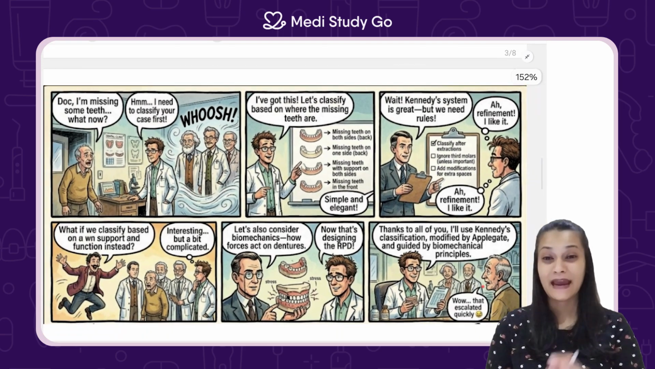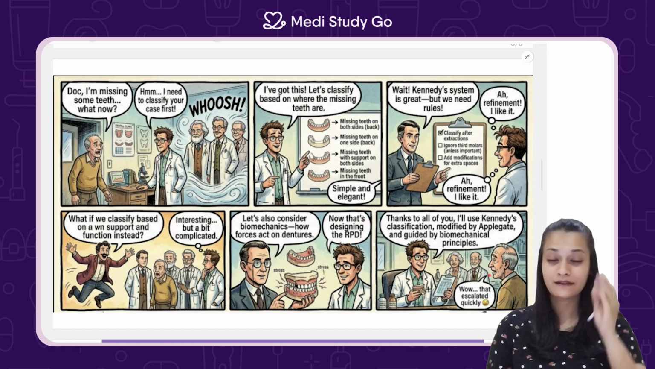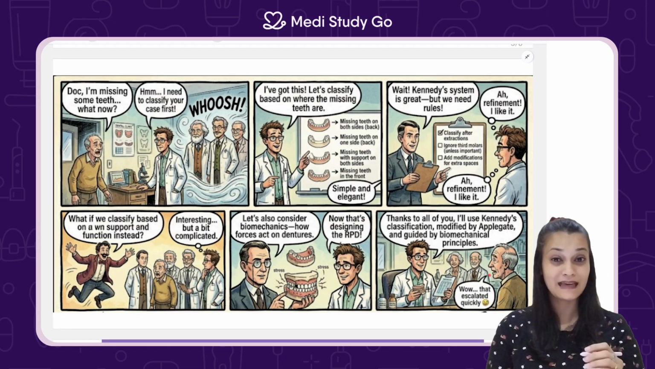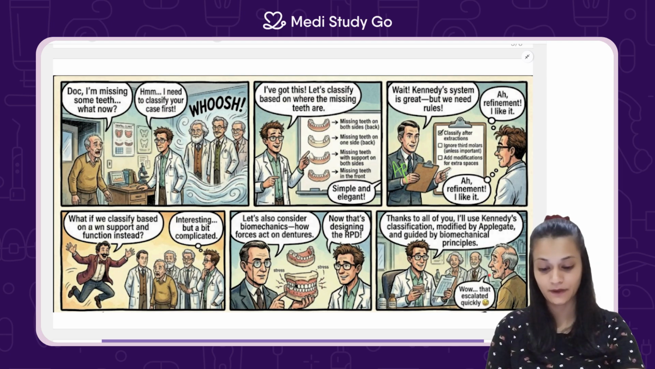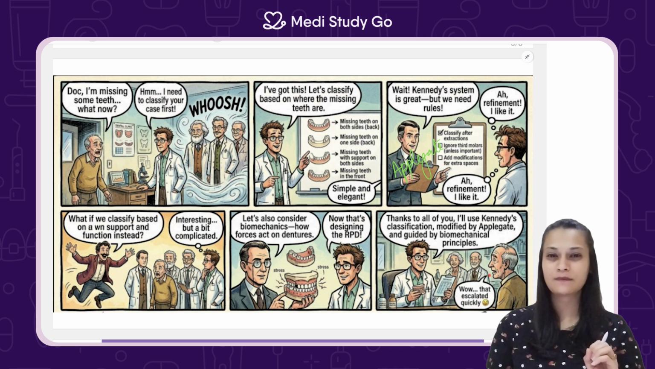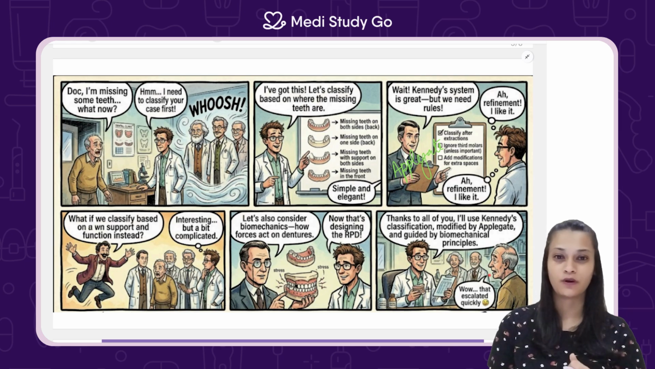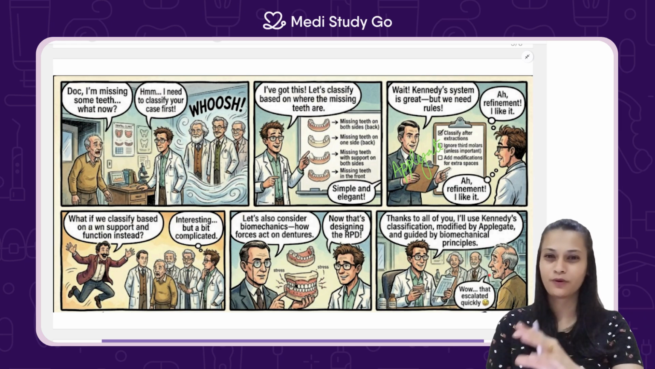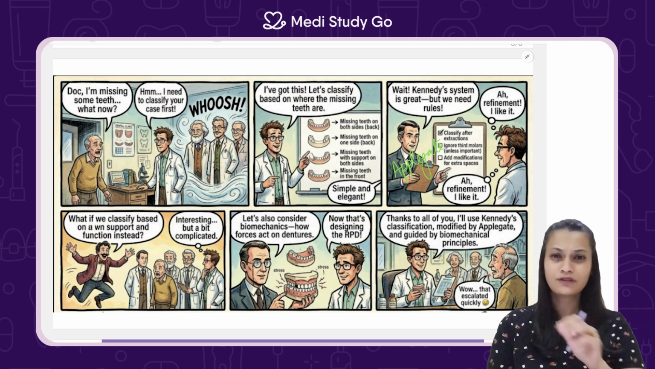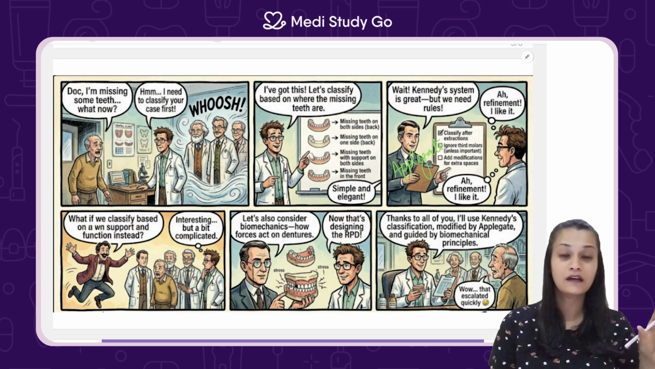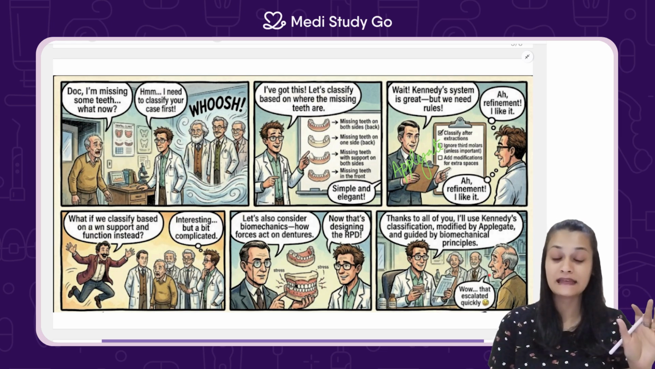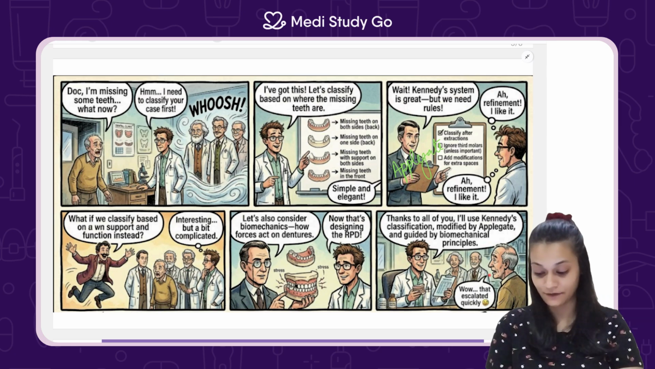Now, Edward Kennedy had multiple things in his mind, but then he wanted to make certain refinements and he sought help from Applegate. He said, your classification seems good, but there are certain clarifications that we need to have. When exactly do you want to classify? What are the spaces? Do you want to count the number of teeth? Do you want to count the number of spaces? Everything needs to be specified. So Applegate was a critic who helped Kennedy simplify his classification.